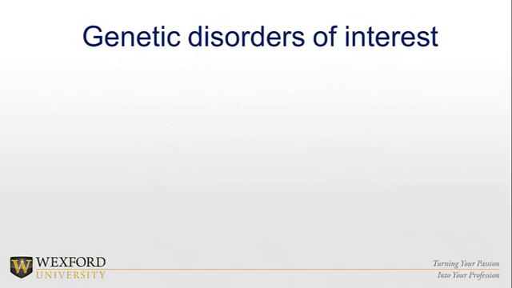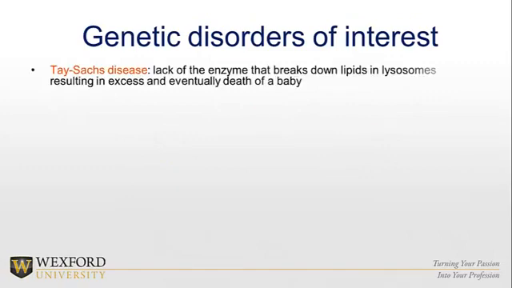A couple genetic disorders of interest that your book goes over, and there's a lot more than these. Tay-Sachs disease, lack of an enzyme that breaks down lipids in lysosomes, resulting in excess and eventually death of the baby. Obviously horrid here. But let's think about this. What are enzymes? These are those catalysts, which you know very well, that control the biochemical activity in a cell. Well, in this case, it's an enzyme that's going to break down lipids within those lysosomes, which are, once again, those little organelles that act almost like little stomachs within each cell to digest lipids and so forth.